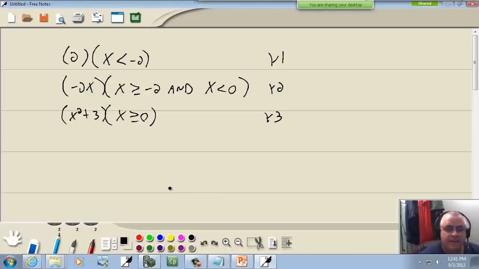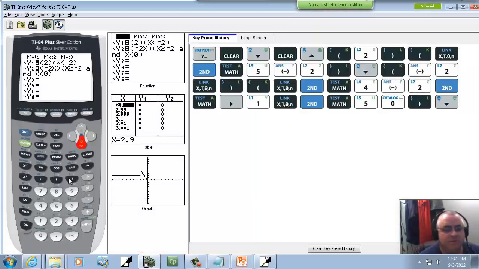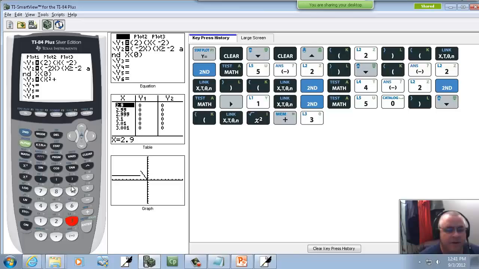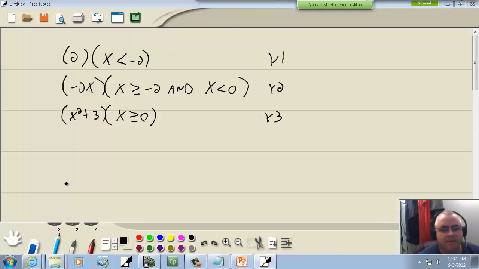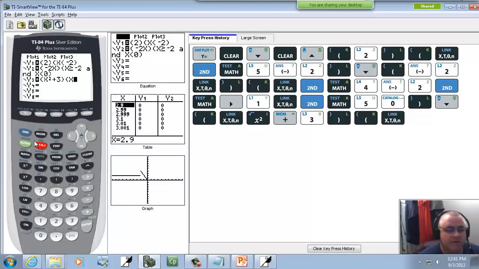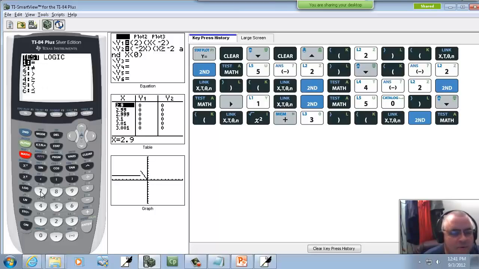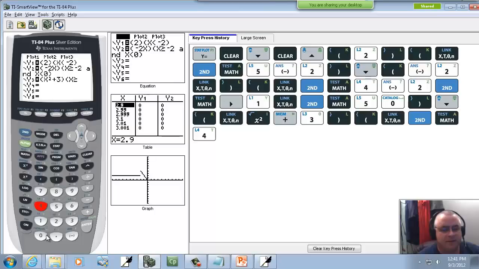Okay, and then y3, it's x squared plus 3 inside of parentheses, so beginning parentheses, x squared plus 3, closing parentheses, beginning parentheses, x is greater than or equal to 0. So x, go to my test menu, second math, greater than or equal to is the fourth one, 0, and then closing parentheses, and then graph.